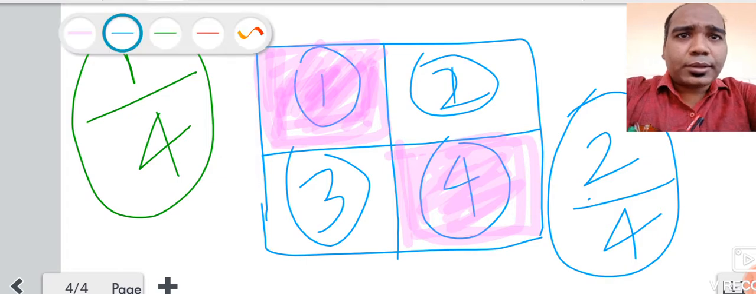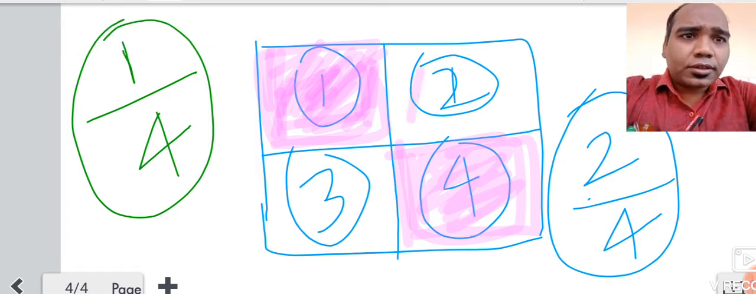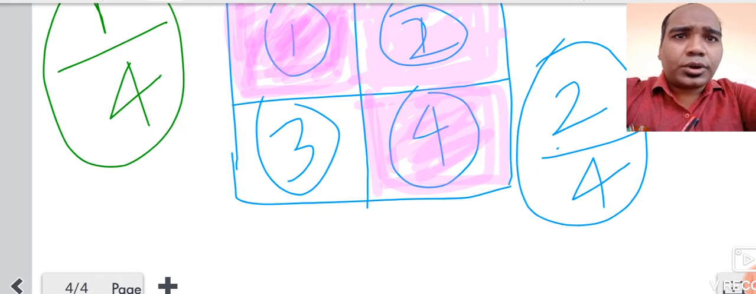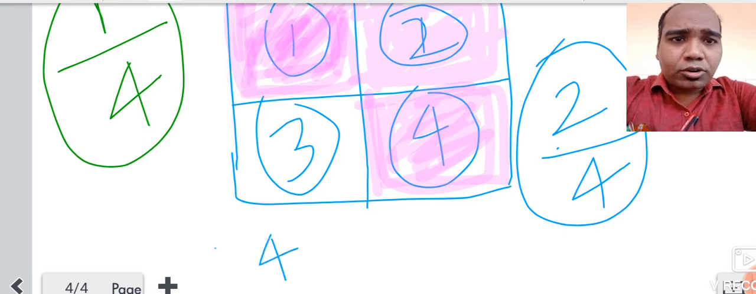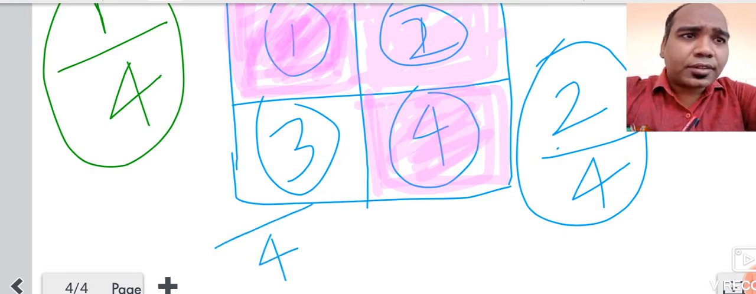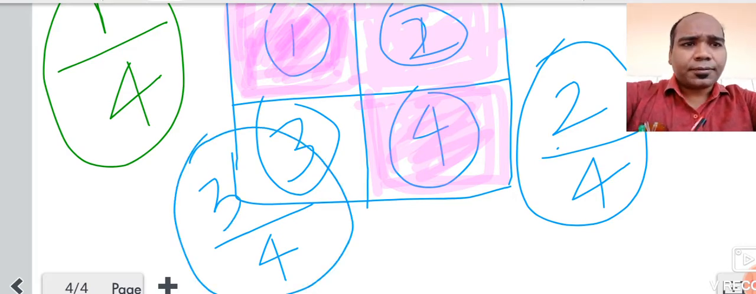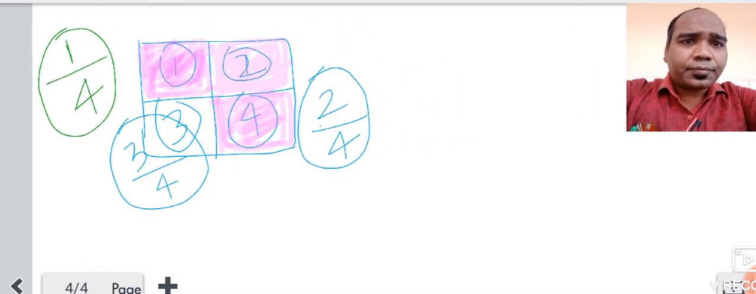Now one more part I am going to shade. Okay. Just look here. Now total how many parts are there? Total 4 parts are there. Out of that 4 parts, how many parts have I shaded? 3 parts. So I'll write in fraction 3 by 4. Are you getting this one? So how will I write in fraction?